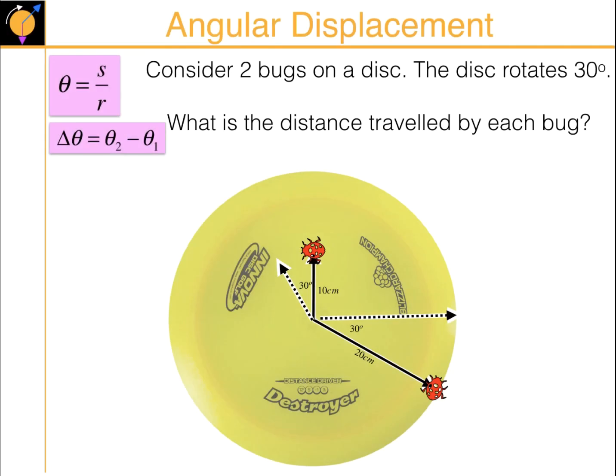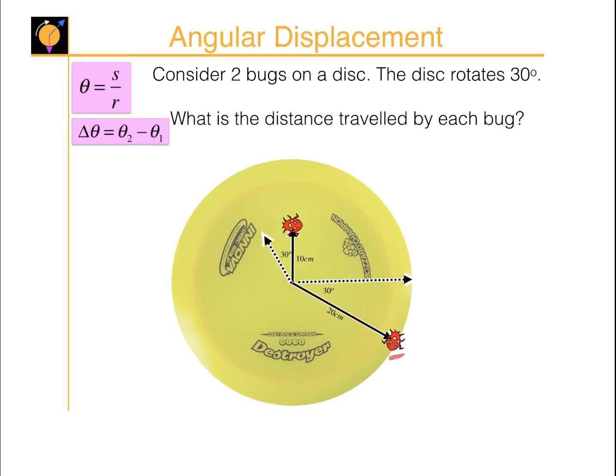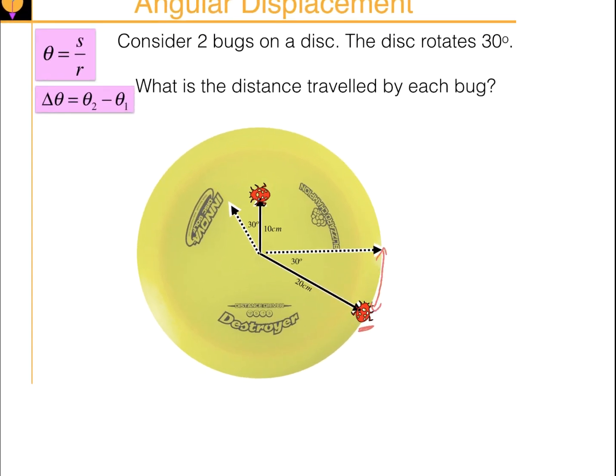So let's do a simple example here. We have a disk, and we have 2 bugs on the disk, and the disk rotates 30 degrees. What is the distance traveled by each bug? Let's do it for this bug here first. So it's asking, what is the distance traveled, s, right? According to this equation in the top left corner, the distance traveled is going to be r times theta. So it's going to be the radius, which is 20 centimeters, times theta, which we have as 30 degrees. But let me make a note here. Theta is 30 degrees, but when we did the conversion before, it works out to about 0.5236 radians.